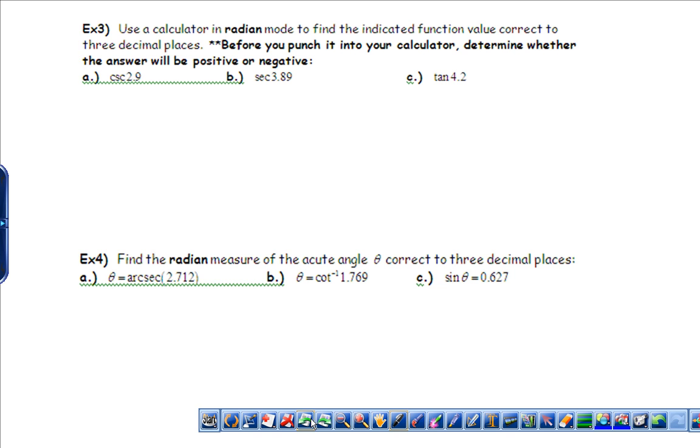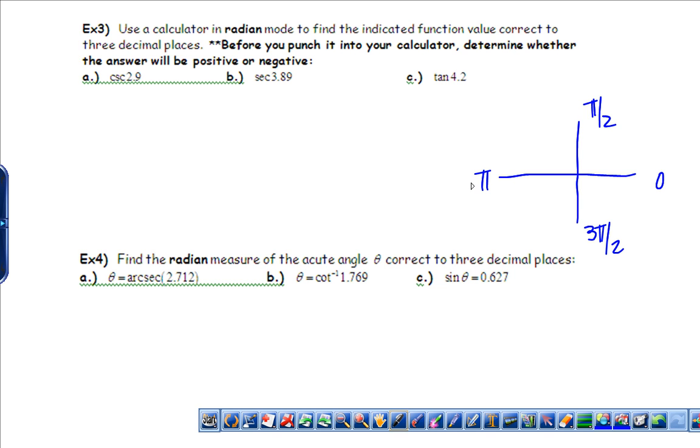Okay, so now let's think about radians. This information is basically the same thing that we just went through with degrees, but now we're going to go to radians. It says, before you punch this in, determine whether the answers will be positive or negative. So I'm going to sketch this really quick. If this is 0 radians, this is pi radians, this is pi over 2 radians, and this is 3 pi over 2 radians.